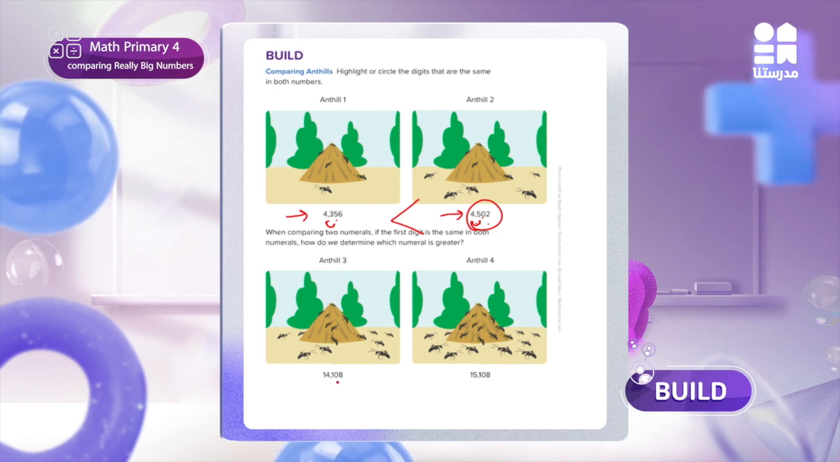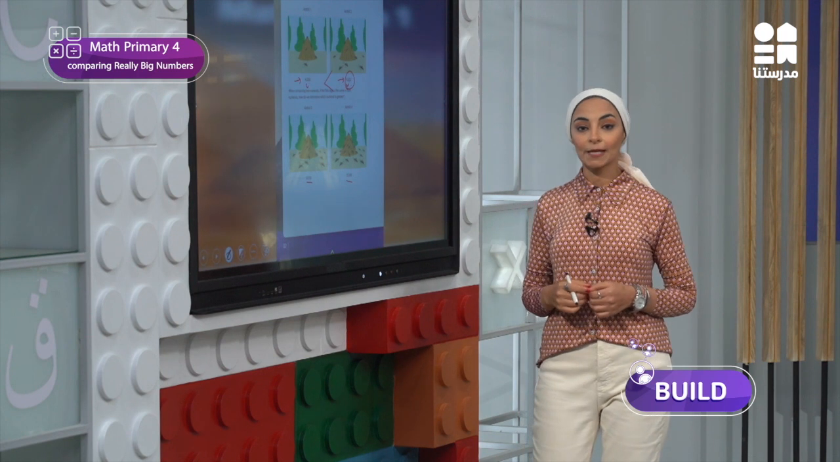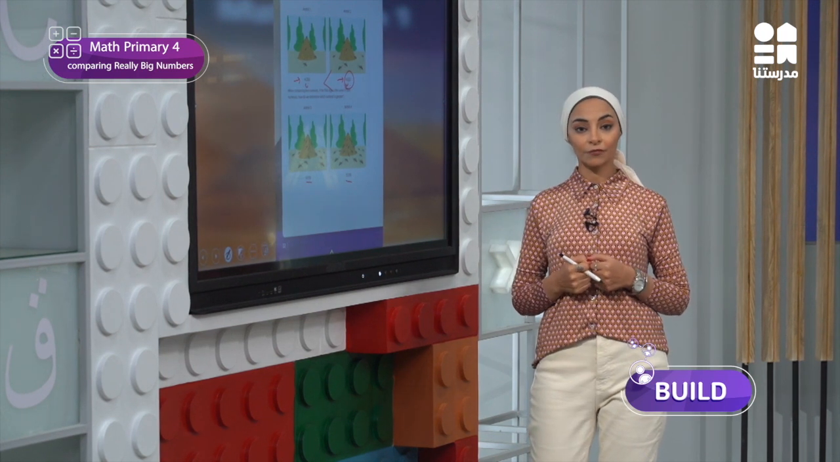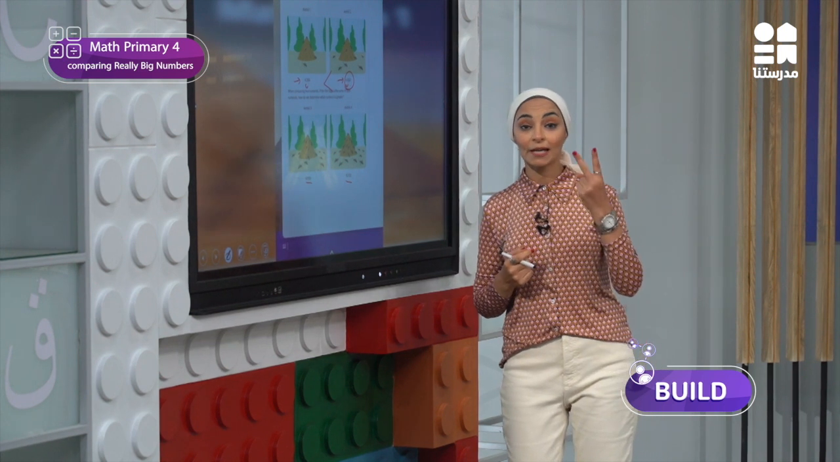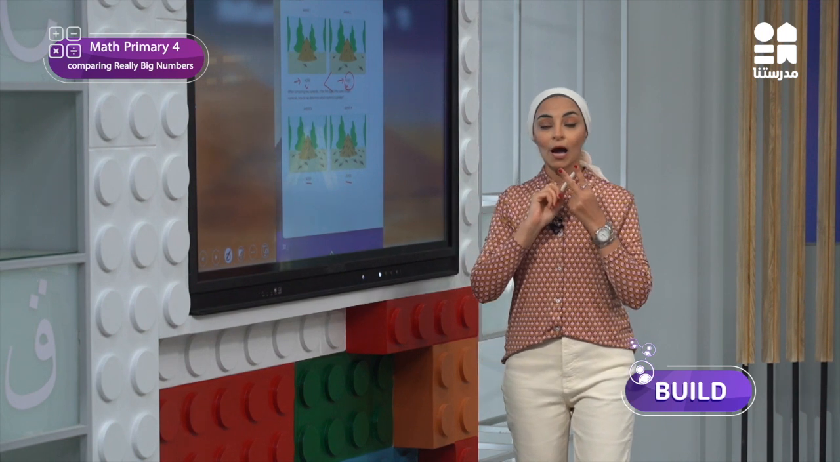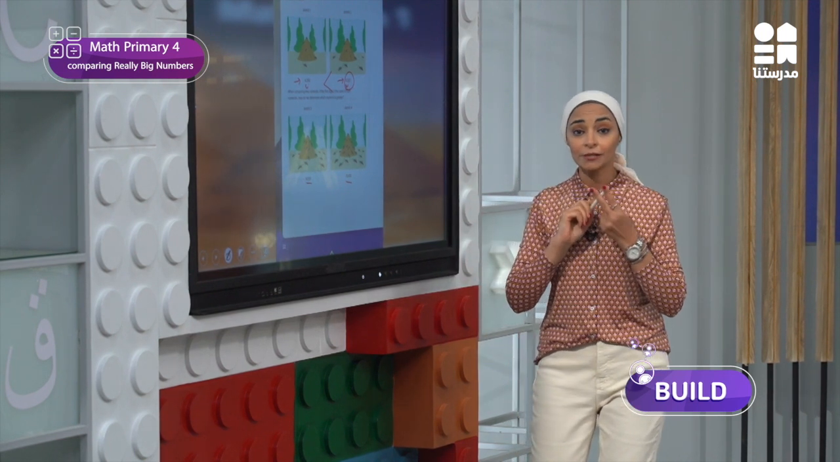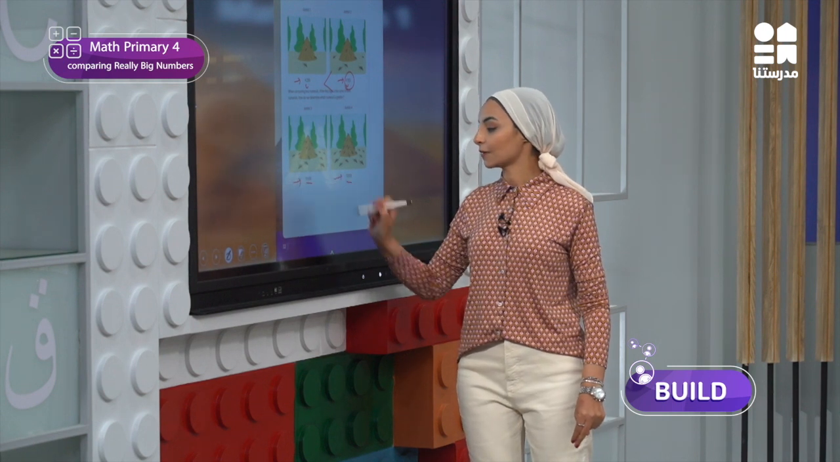Here I have 5 digits. Here also I have 5 digits. So what should I do? Yes, they have an equal number of digits. What will I do? We move to the second step. What is the second step when I find the same number of digits? I will compare starting from the first digit on the left. I will start from the left side.